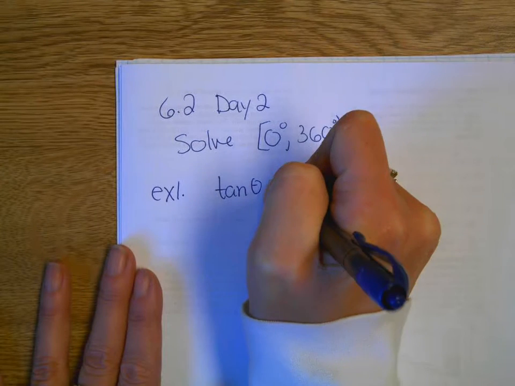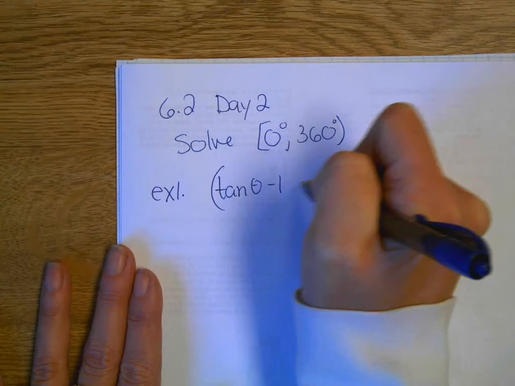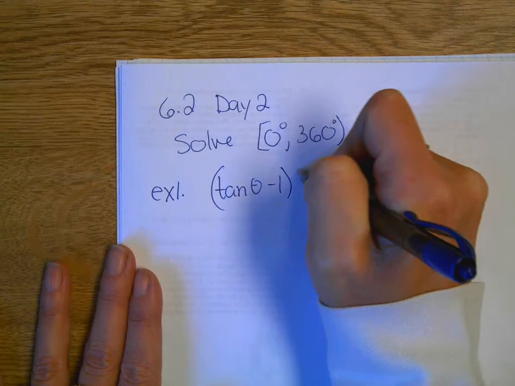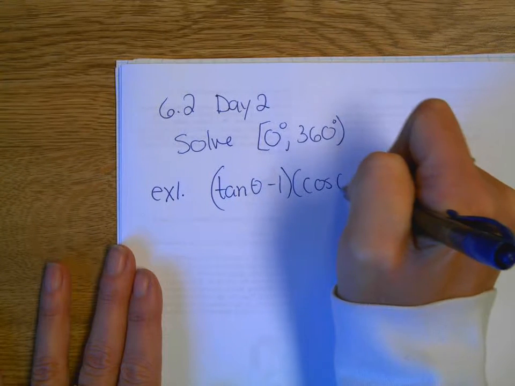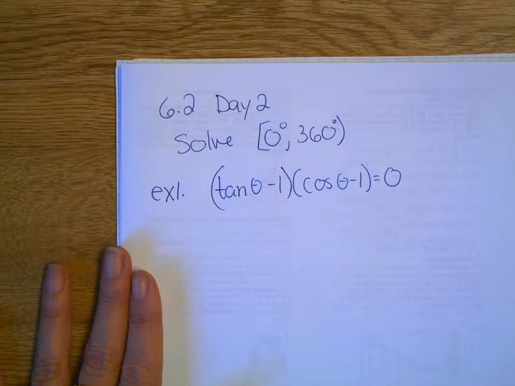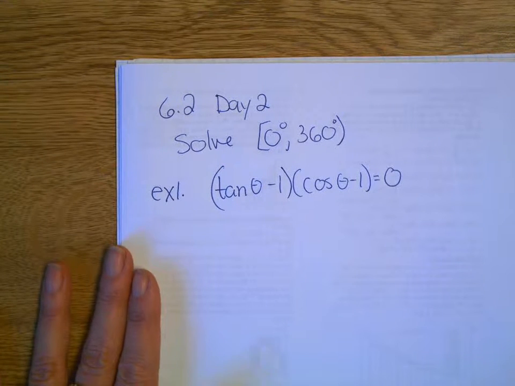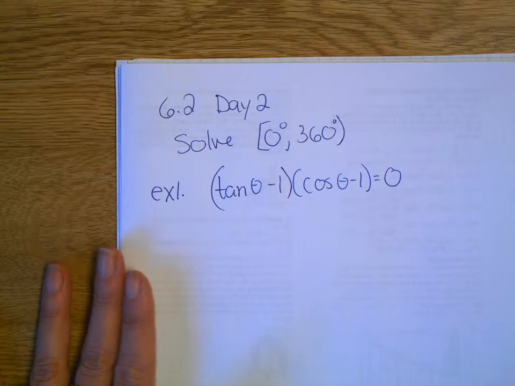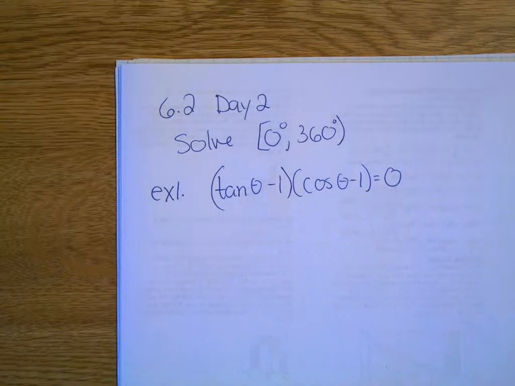Tangent theta minus 1 multiplied by cosine theta minus 1. See, what's hard about these is there's so many different solving techniques. It's all the different solving techniques from algebra that are all mixed into one. It's like, ooh, what technique am I using? Yeah, it's already set up. Thing 1 times thing 2 equals 0. It's already been factored for you.